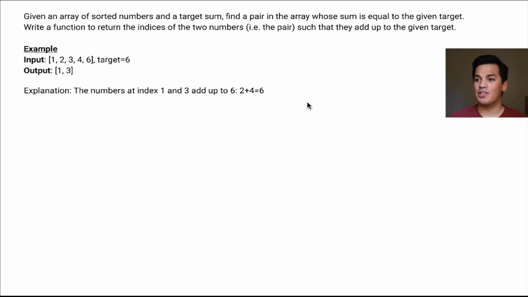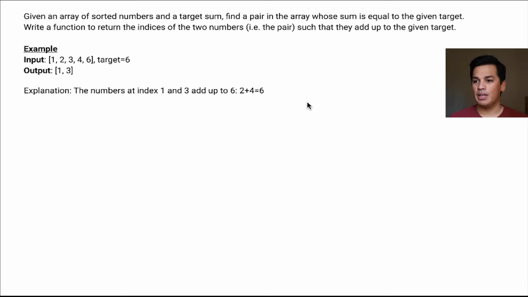Okay, so here's a question for today. Given an array of sorted numbers and a target sum, find a pair in the array whose sum is equal to the given target. Write a function to return the indices of the two numbers, i.e. the pair, such that they add up to the given target.